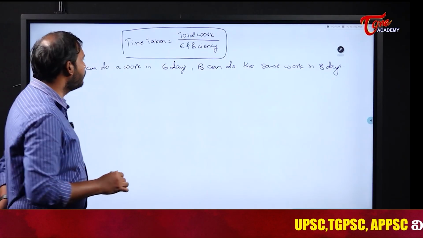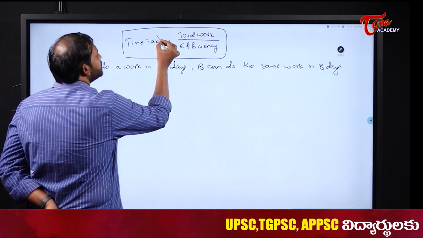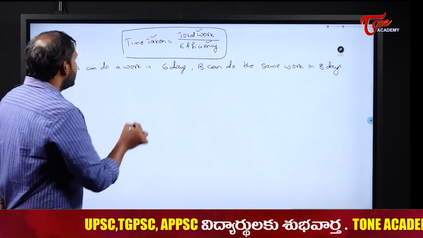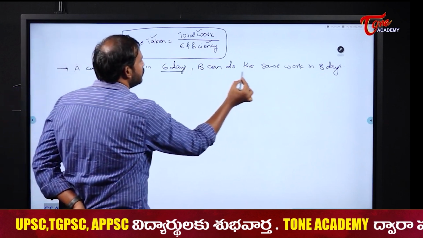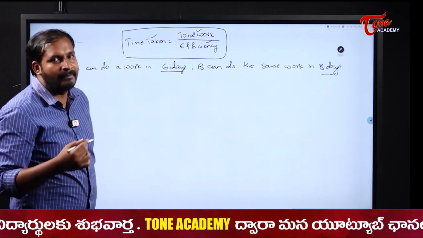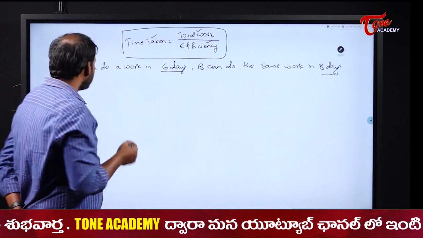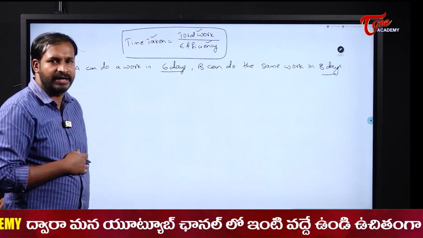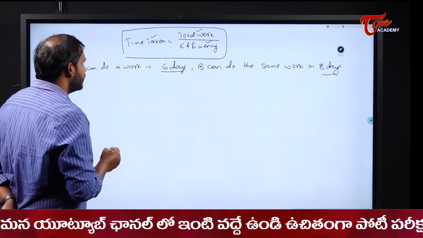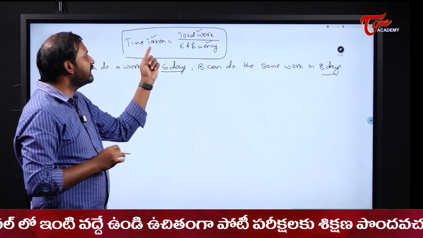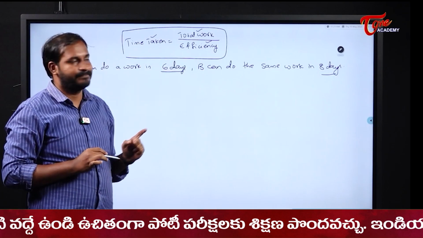Now, please see here, students. How many components are there for me? Time taken, total work, and efficiency. But in the question, what did they give us? Only time taken, and they are asking for the combined time of both A and B. Then, sir, how do we find this? For this we have one method. From the formula, if you want total work, you multiply the time taken with efficiency.